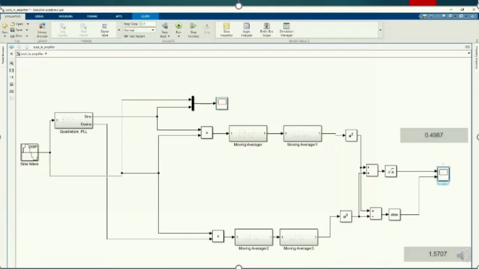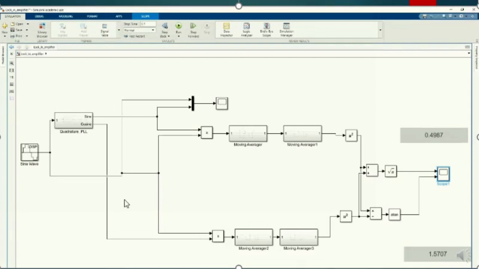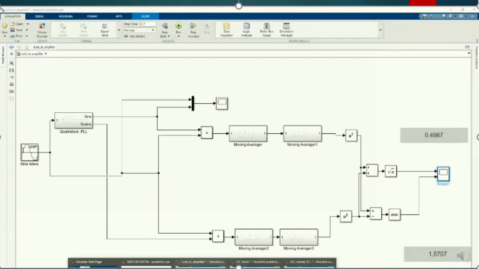Likewise, we'll see the results of the lock-in amplifier output also. This is the extracted amplitude, which is stabilizing at 0.5 volt, which is perfect. And the phase is also stabilizing at pi by 2 radians. So that is about the input as a normal sine wave.